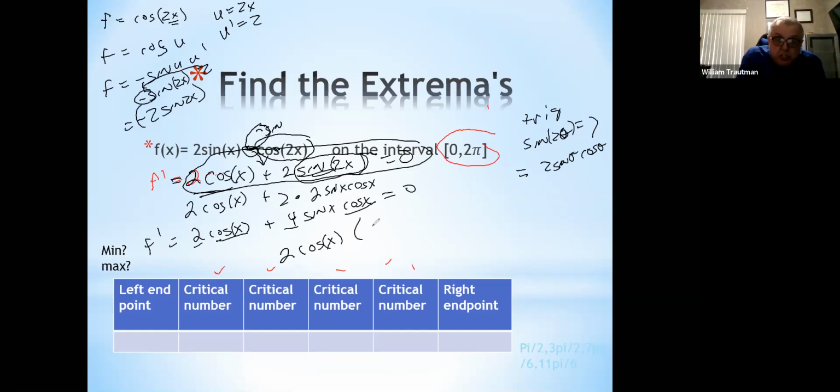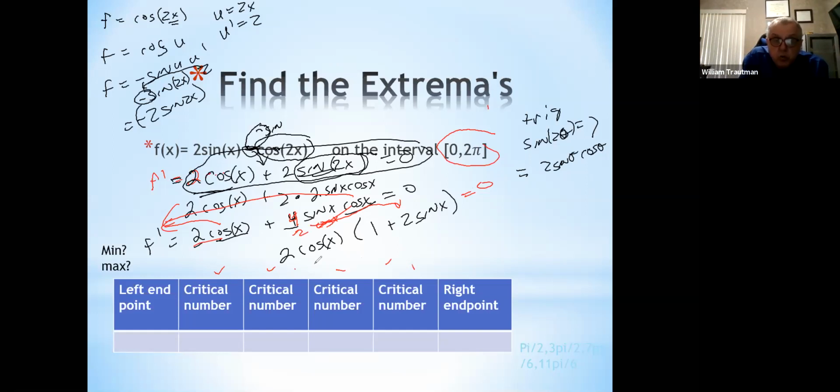When I divide each of those by 2 cosine x, I get 1 plus 2 sine x. Does everybody see how, if I factor out a 2 cosine x, this is a 4, so I'm dividing it by 2 cosine x? These cancel, and that changes to a 2, and I have the 2 cosine x. Now I have it equal to 0. So do you see, in order to get that first derivative equal to 0, you have to factor something out to make it equal to 0. That's the best way to do it, if possible.